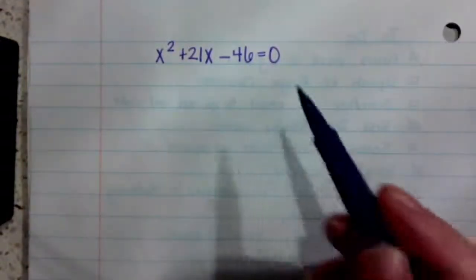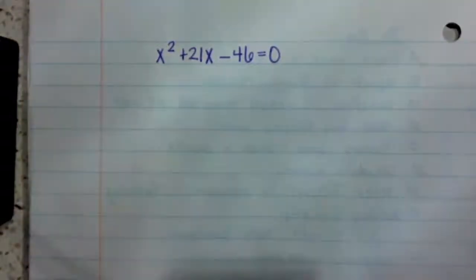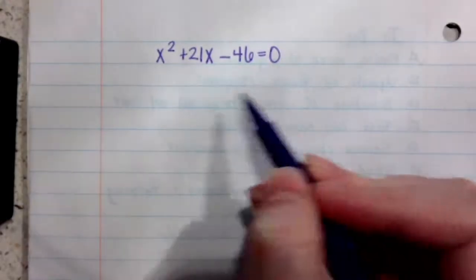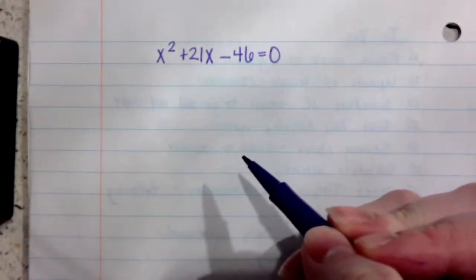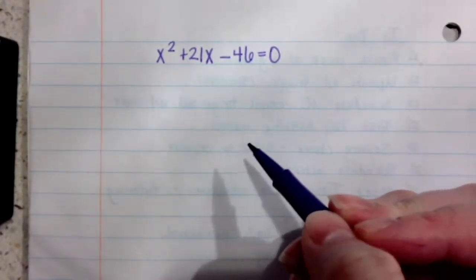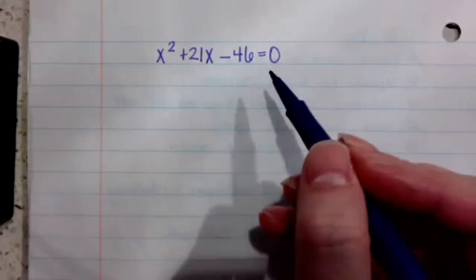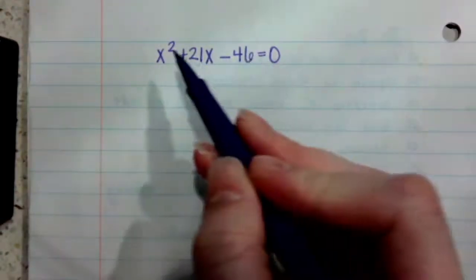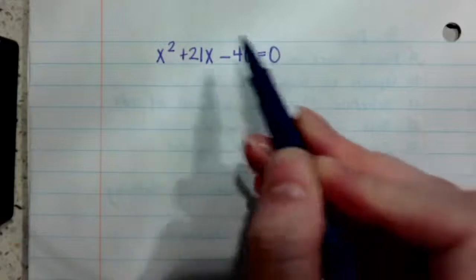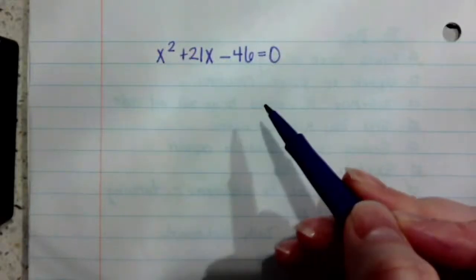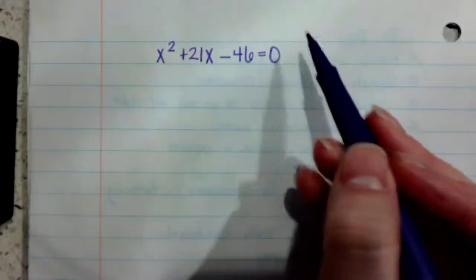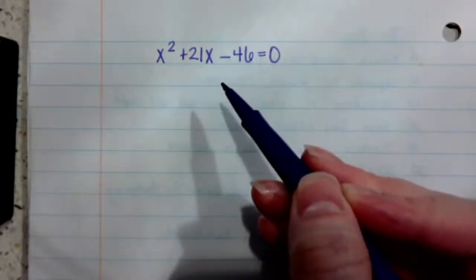For this problem, we were asked to find the x-intercepts, or the roots, or the zeros of this quadratic. And so our first step is to make sure everything's on the same side and equal to 0. I see that all of my quadratic is on the left, and I have this equal to 0, so that step is done. If there's anything over here, I would need to move it before I could begin.